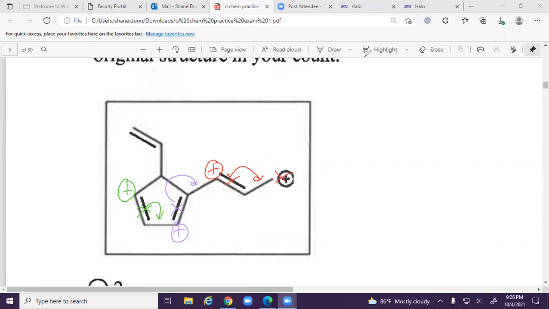Okay. And we got blue. That breaks. That moves the bond. Oh, actually, that it won't move really, right? Because if I do that, it won't touch the positive. Do you see that? So that's not one, that doesn't count. So including the original structure, how many isomers did I make? Four, including the original.